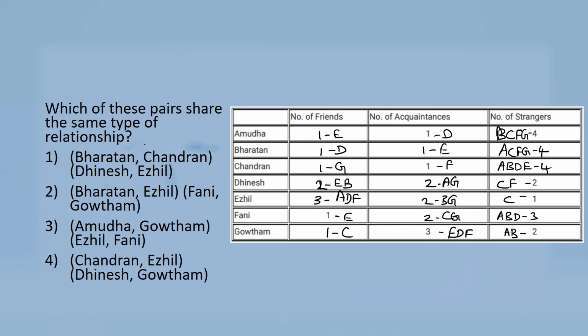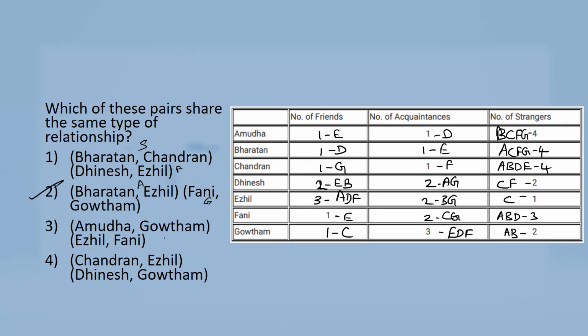They are strangers. Dinesh and Elil? They are friends, so not the same relationship. Bharatan and Elil is acquaintance. Funny and Gautam? They are acquaintances. So option 2.